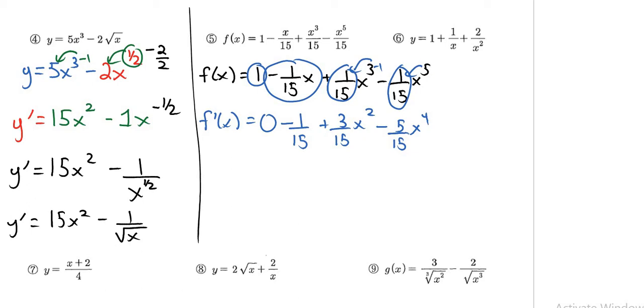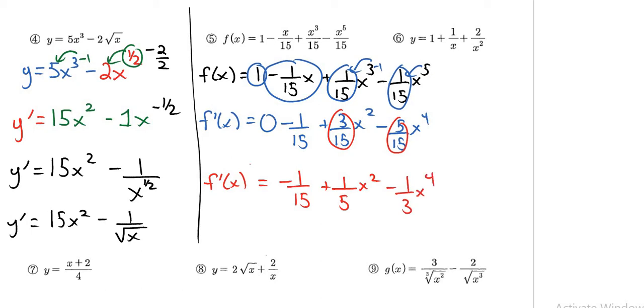And then all we can do now is just clean this problem up. That's going to be -1 over 15 plus 3 over 15 is 1 over 5 x squared. And 5 over 15 is 1 over 3 x to the power of 4. And that's your final answer for that one.